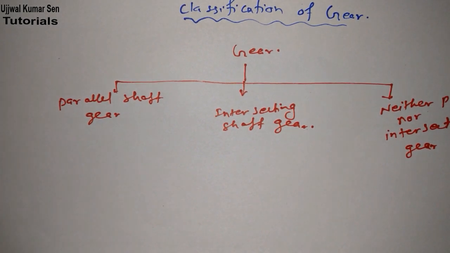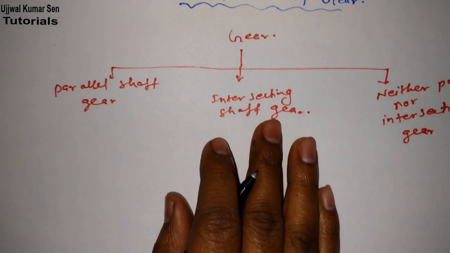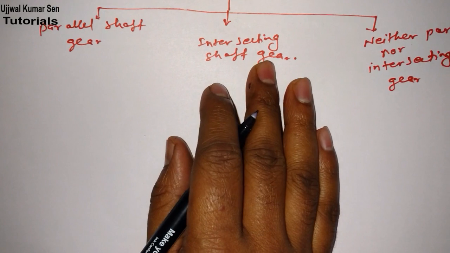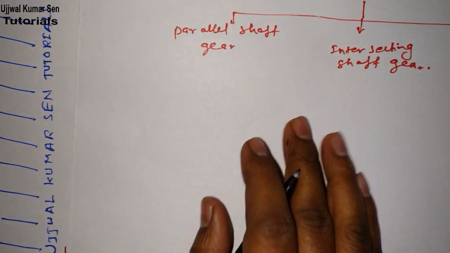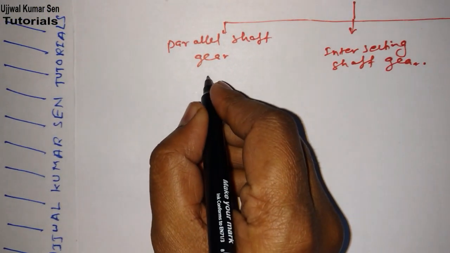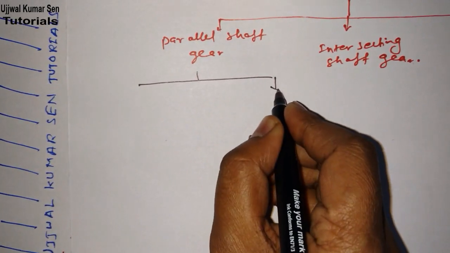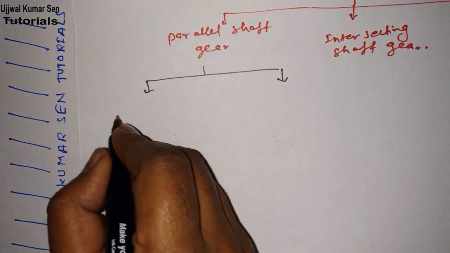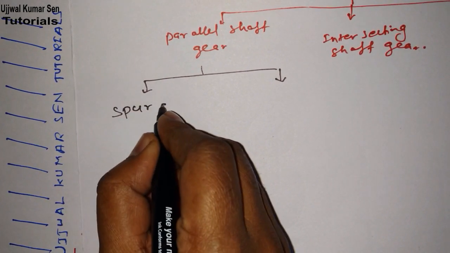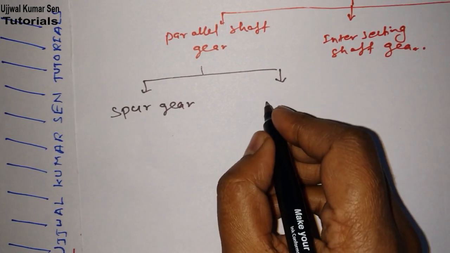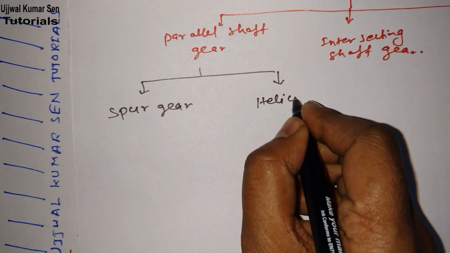Now we'll go through them, as you have heard of a few gears, right? So definitely you will come to know what these gears are and how we can understand them. So let's go for it. First, parallel shaft gear. Parallel shaft gear is divided into 2 types. One is spur gear and another one is helical gear.